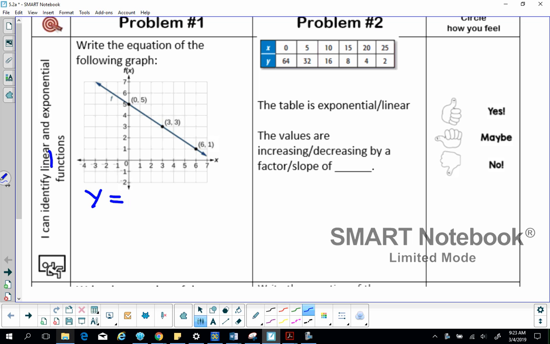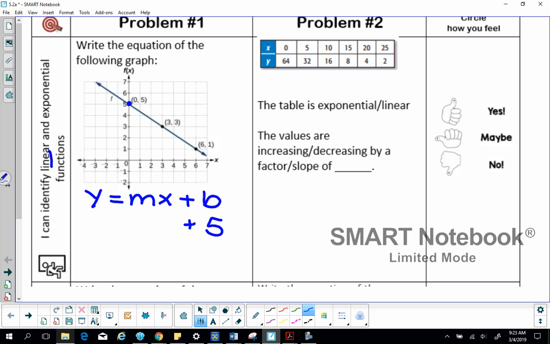So I know linear is y equals mx plus b. What did we go over the b is? Y-intercept. So where is your y-intercept on this graph? Beautiful, right there, 5. So I know my y-intercept is going to be 5. Remember, it's where your x is 0.